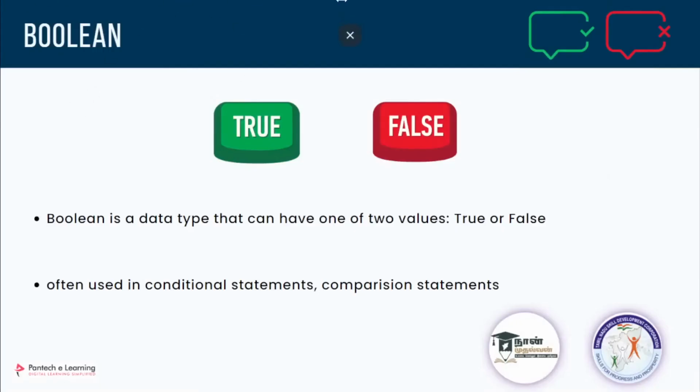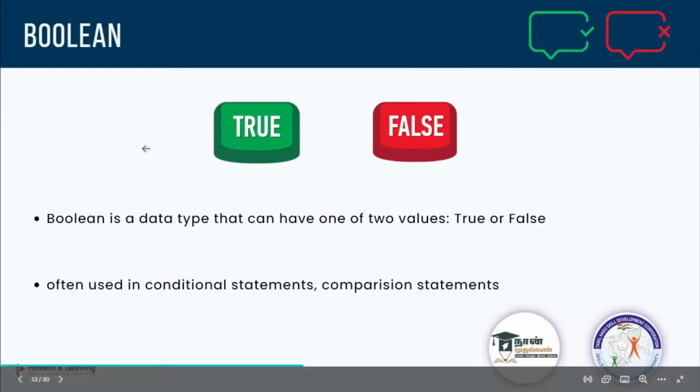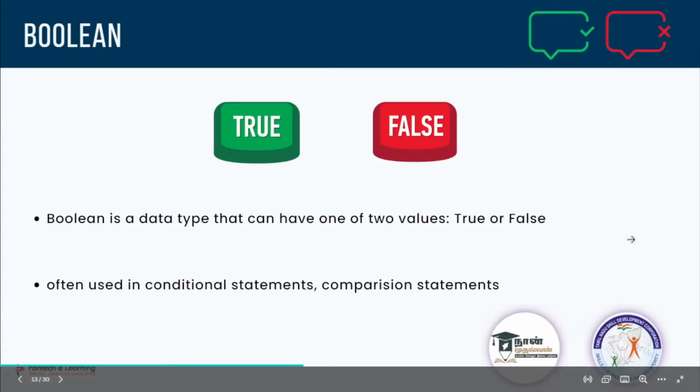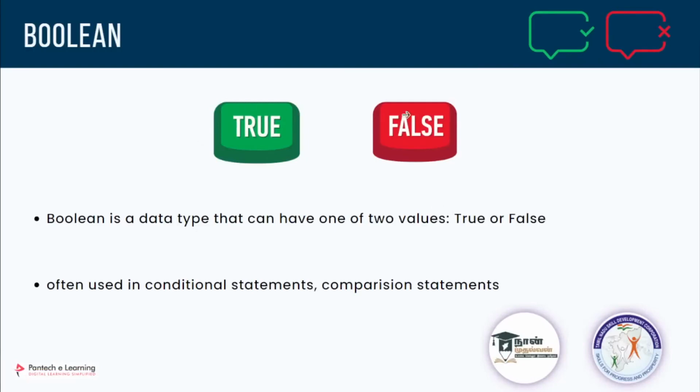And regarding the final data type, which is boolean. Boolean is something we are going to use in many cases. Boolean is a data type that can have only two values, either true or false. It is often used in conditional statements and comparison statements. Our next topic will be that. After operators we are going to see conditional statements and how to create this true or false.